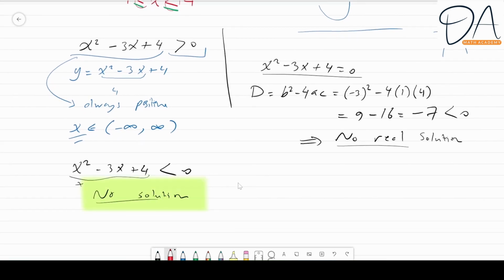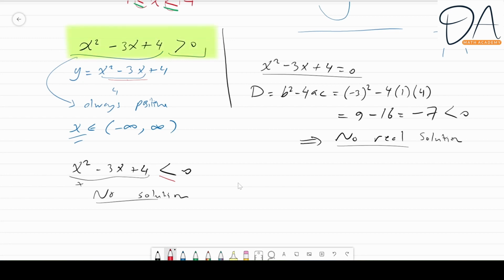And this will not change if this was less than or equal, because again, there is no value that makes this equal to 0. If there was any value that makes it 0, it would have roots, but there is no such value. So again, there is no solution for it.